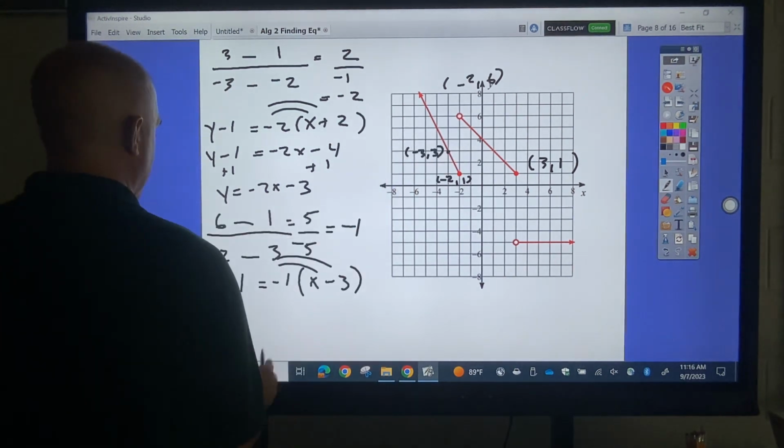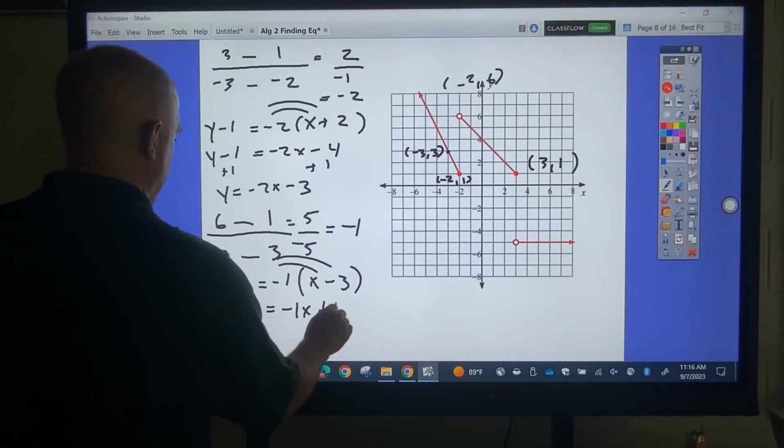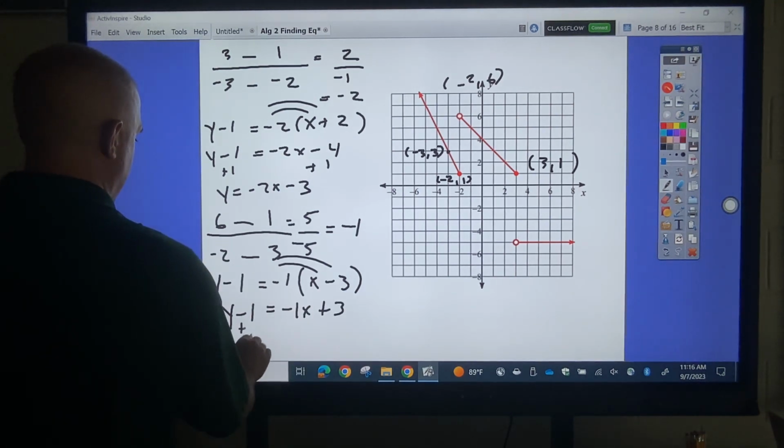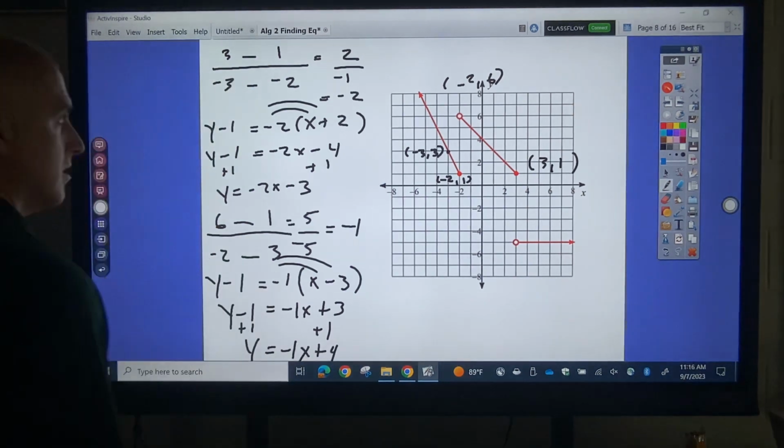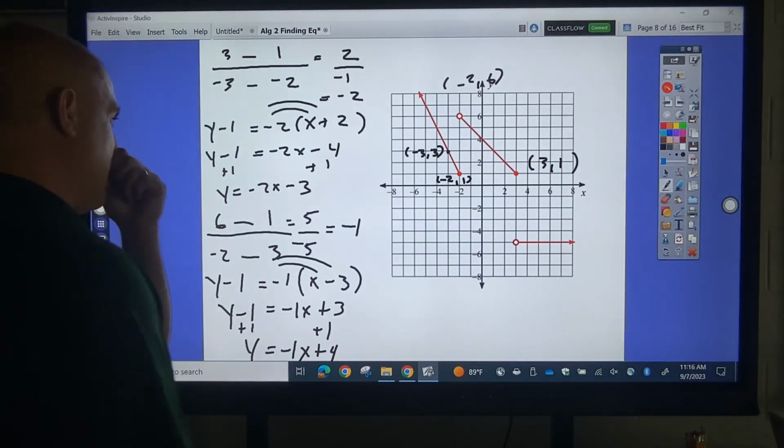You select either point. That's -1x plus 3, 1 minus that, add 1. I got y equals -1x plus 4. Okay, all right, that's that equation.